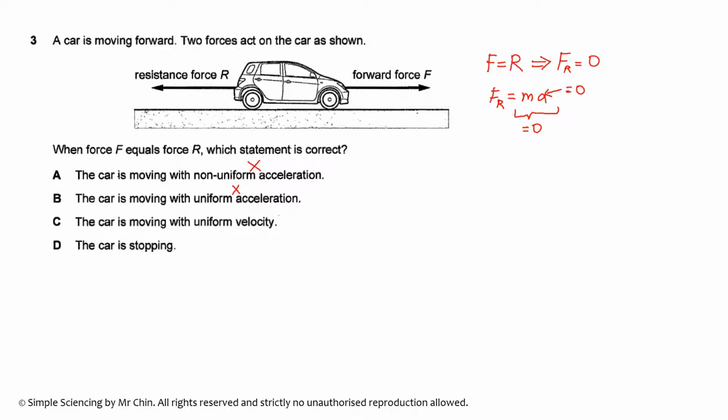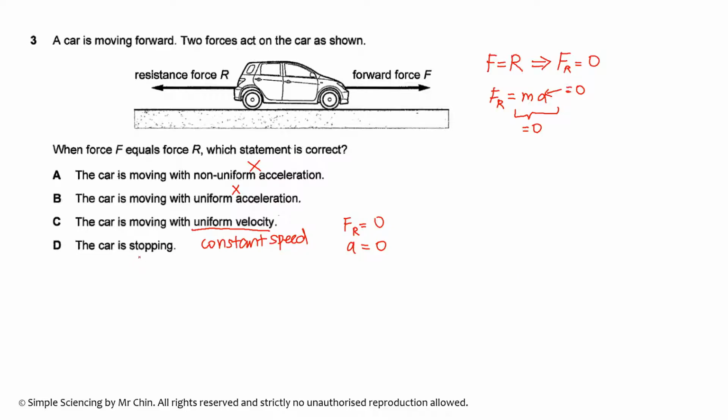Option C, the car is moving with uniform velocity. What is uniform velocity? Uniform velocity means that the car is moving at constant speed. So when a car is at constant speed, the resultant force is 0 because there is no acceleration or deceleration. And since the car is moving at constant speed with no resultant force, the acceleration will also be 0. So it fulfills the two conditions. Option C is correct.